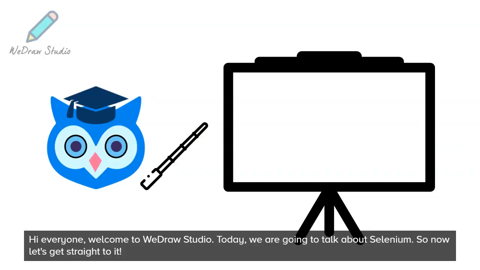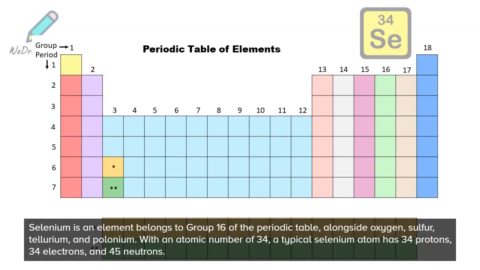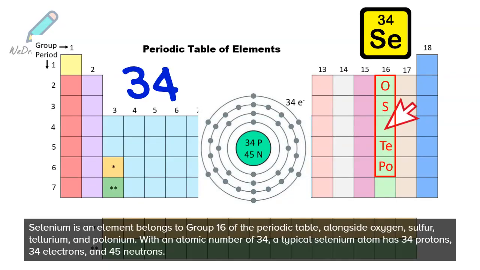Today, we are going to talk about selenium. So now let's get straight to it. Selenium is an element belongs to group 16 of the periodic table, alongside oxygen, sulfur, tellurium and polonium. With an atomic number of 34, a typical selenium atom has 34 protons, 34 electrons, and 45 neutrons.